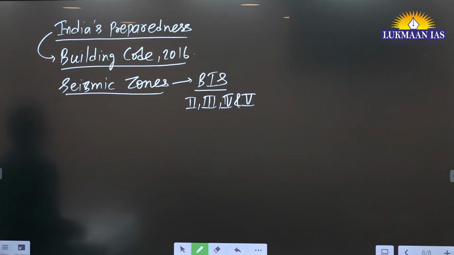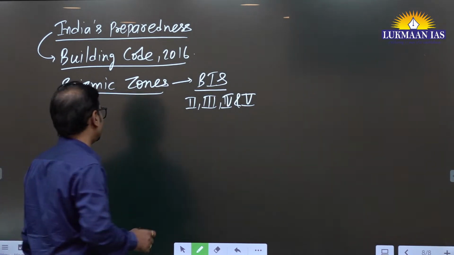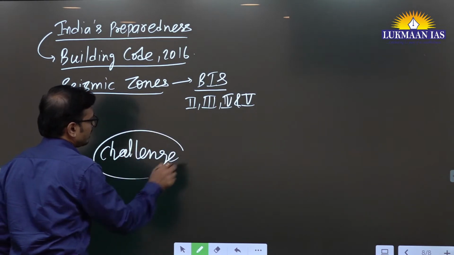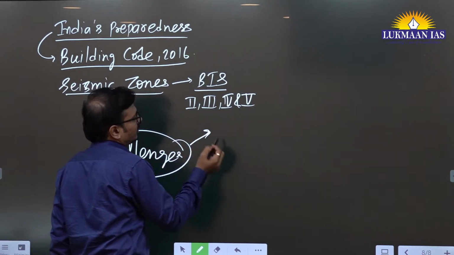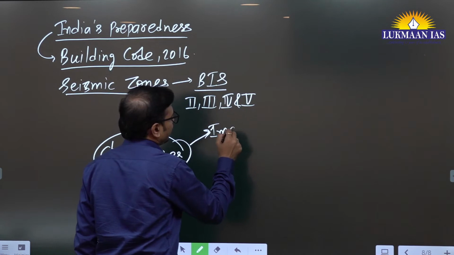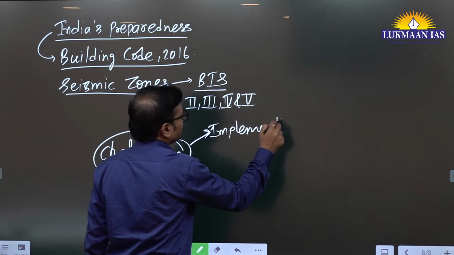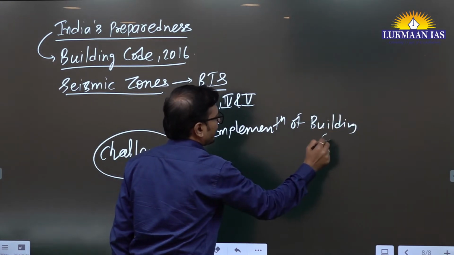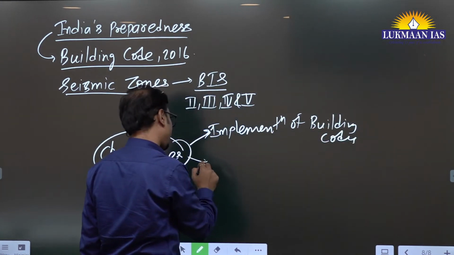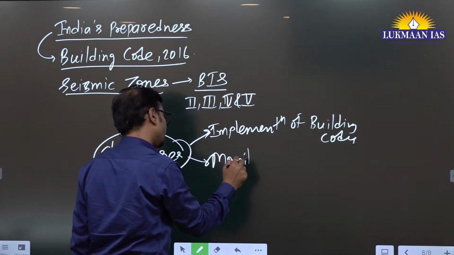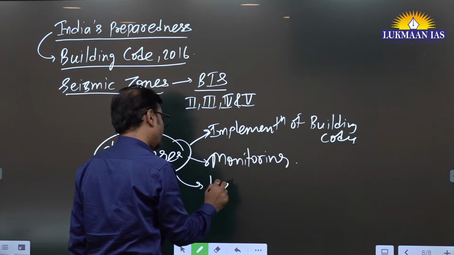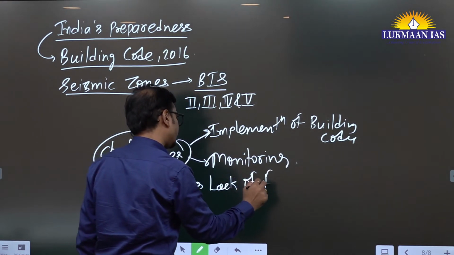The major challenges basically are related to implementation. Challenges किससे related होते हैं? Implementation. So strict implementation of building codes, monitoring. There is no monitoring by government authorities. That is a challenge. Then lack of sufficient funds.